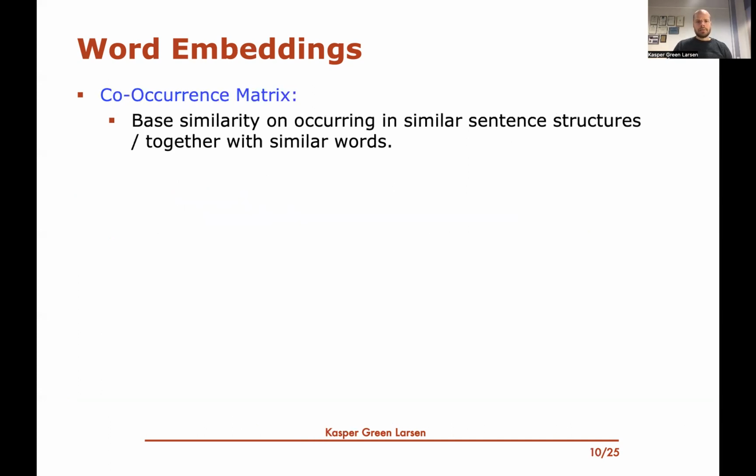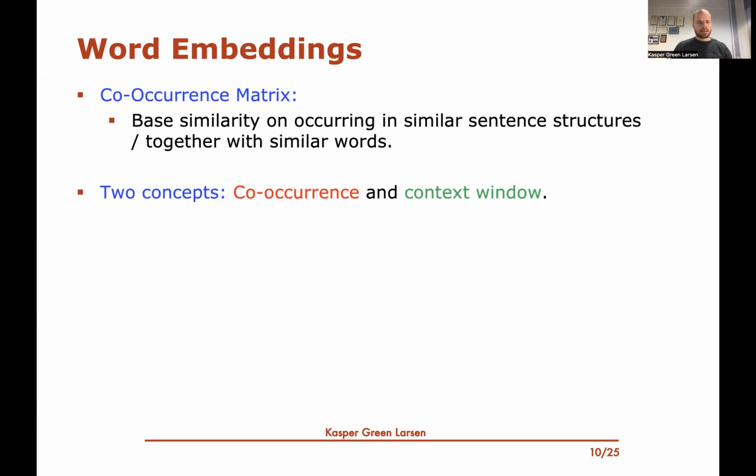The first thing we'll look at in this video is co-occurrence matrices, and we'll see more advanced things in the next video. But the basic idea is to base the similarity between word embeddings, so the vectors representing different words, on occurring in similar sentence structures, so together with similar words.